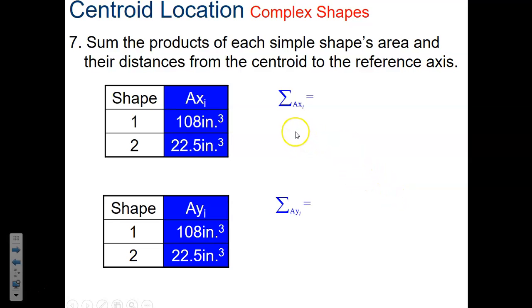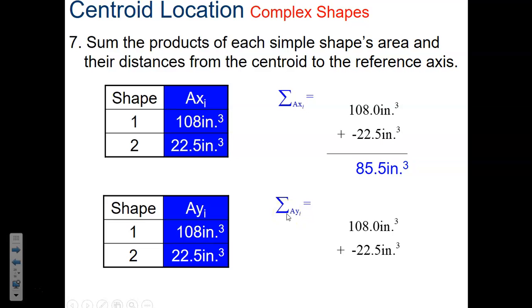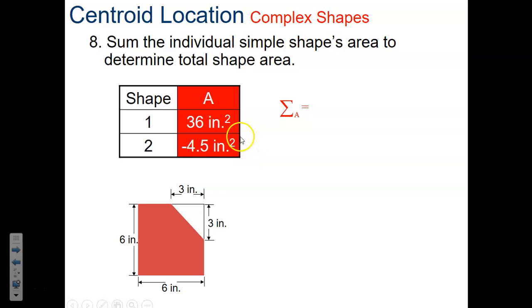Next, what we're going to do is add up the Ax values and get the sum of the Ax, and we get 85.5. Then we'll add up the Ay values, get the sum of the Ay, and get also 85.5. Then we'll add up the areas. Again, note that the area of the triangle is negative because we're subtracting that shape off. So we add those up and get 31.5 inches squared.